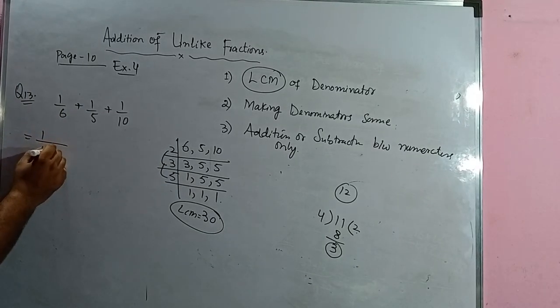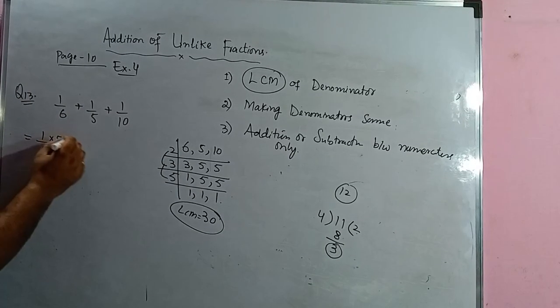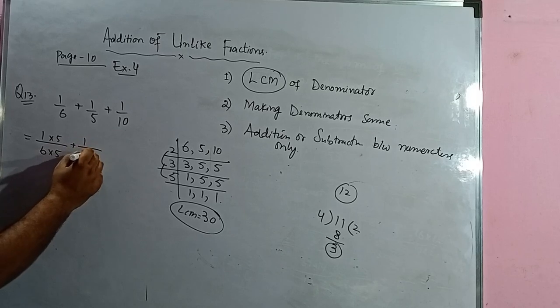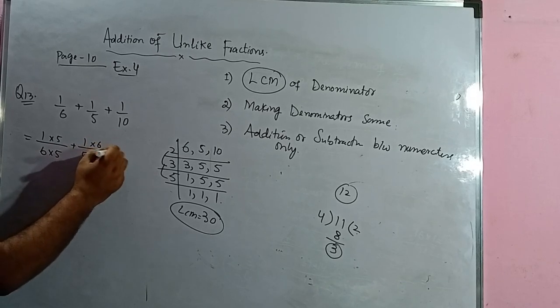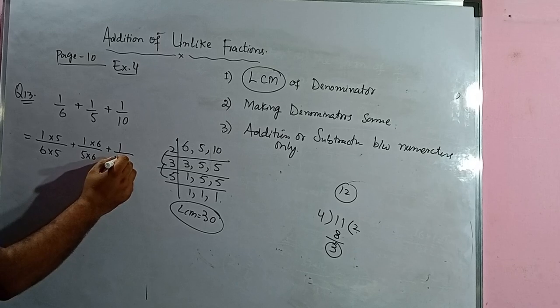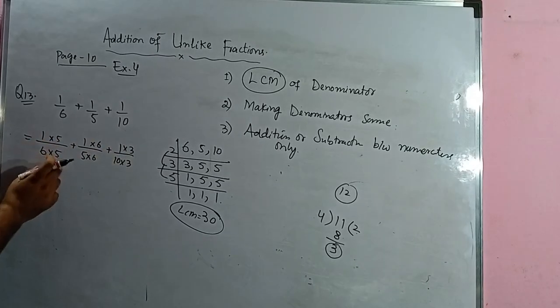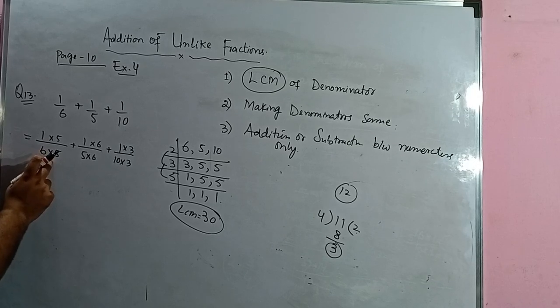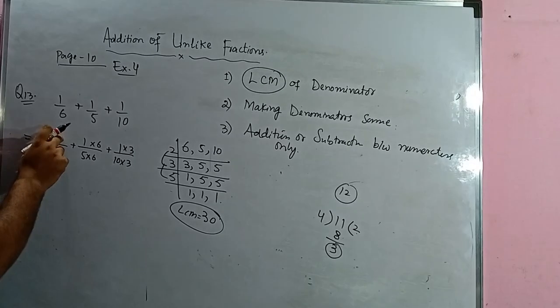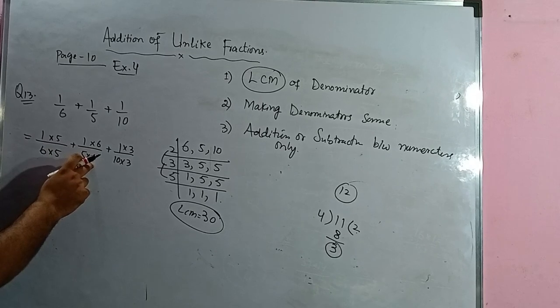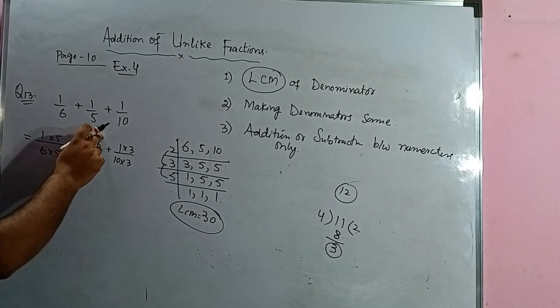1 by 6, I will multiply by 5. Here also 5. Plus 1 by 5 into 6 into 6. Plus 1 by 10 into 3 into 3. Now you can see why I am multiplying this 5, to get 30. That's why I have to multiply this 5 above. Here, why am I multiplying 6? That's why I have to multiply this 6 above.